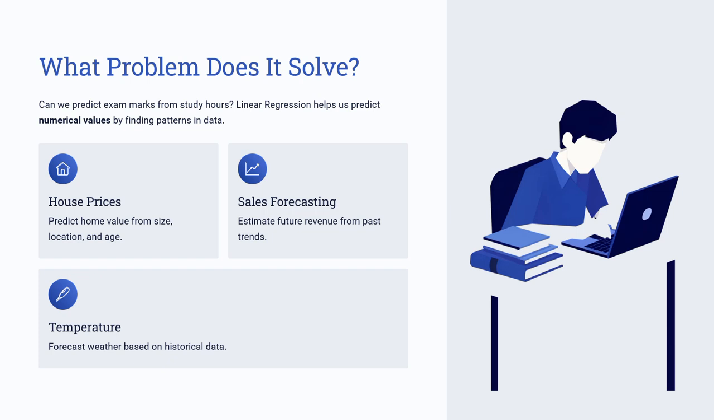Imagine you are a teacher. Do you notice that the students who study more usually score higher marks? Now, suppose a student studies for 8 hours. Can we predict their marks? This is exactly the type of problem linear regression solves. It predicts continuous numerical values such as house prices, sales revenue, temperature, stock prices, student marks. Whenever we want to predict a number, linear regression is often a good starting point.